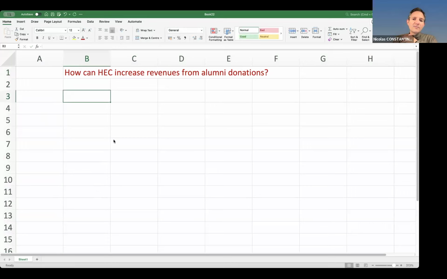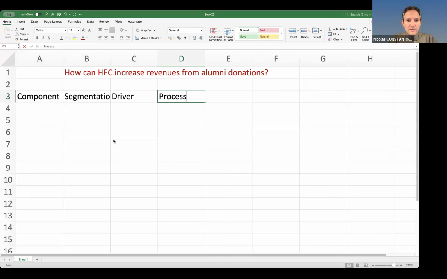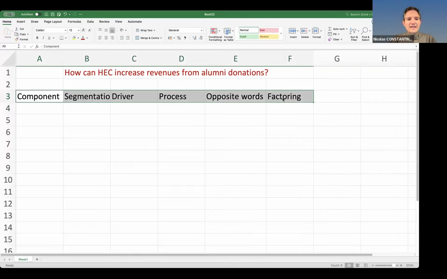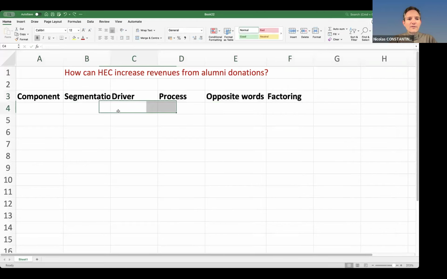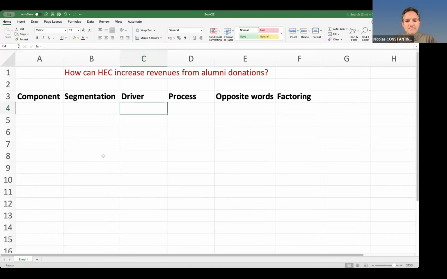What I'd like you to do is, don't give me a full structure, but more ways of thinking about this. So here, I'll just put all the techniques that we've covered so far. We learned component thinking, segmentation, driver thinking, process thinking, opposite words, and let's say factoring, which is a special case of value driver tree. So just give me an example of what it could look like for any one of these. What could it look like?